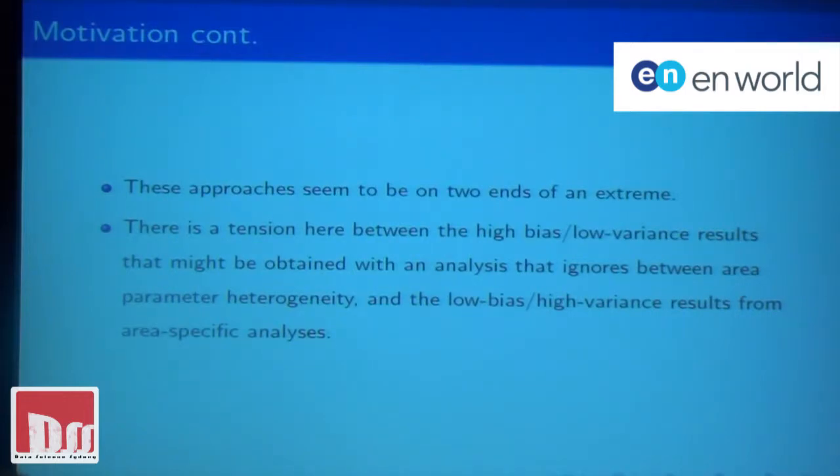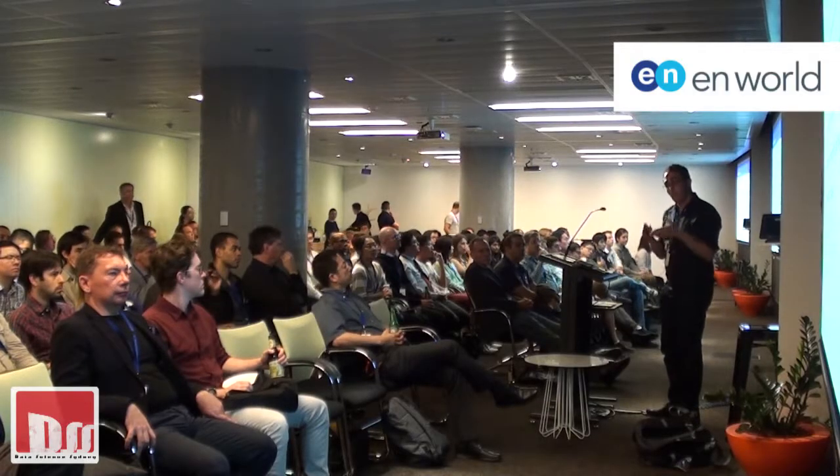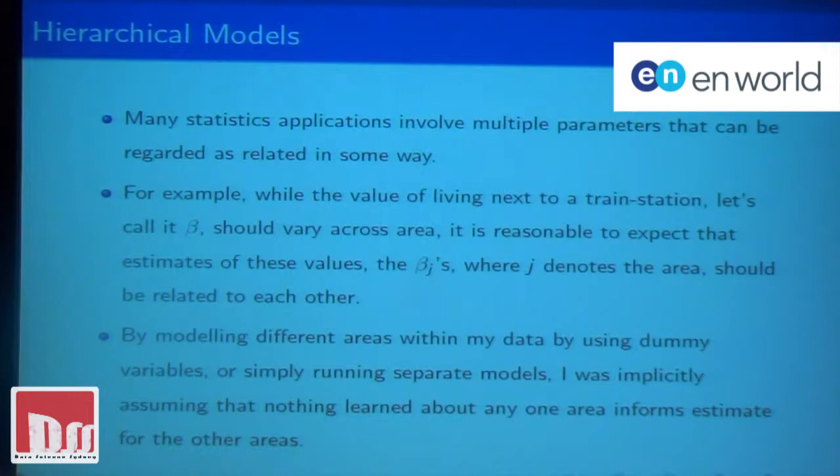Now, what I say here is that these two approaches seem to be two extremes, and you should notice that there's literally a tension. You either have a situation of high bias, low variance, which is when you pool the data. You can imagine the estimates are going to be highly biased, although they're going to have low variance. The other extreme is low bias but high variance. When you model each area individually, you minimize the bias, but those estimates become imprecise. So when you deal with these two models, you've got this tension, and hierarchical modeling is essentially a solution to this tension.